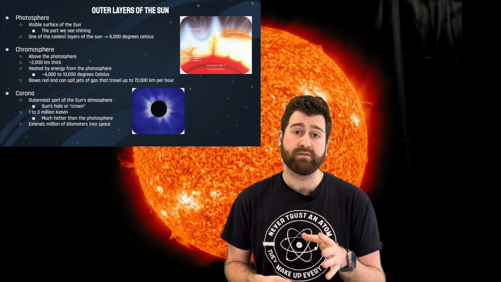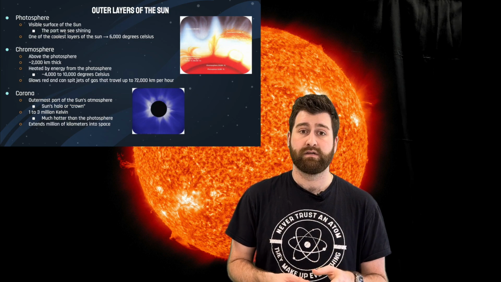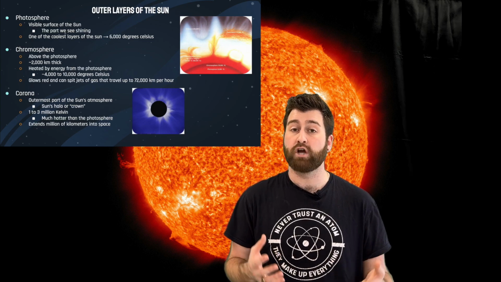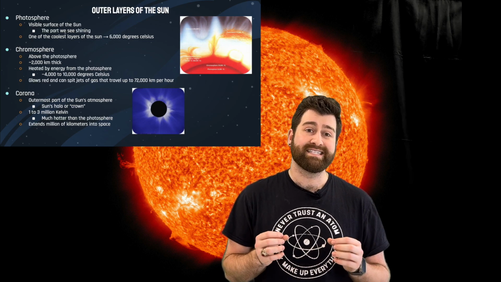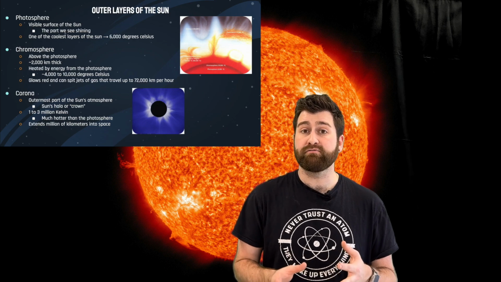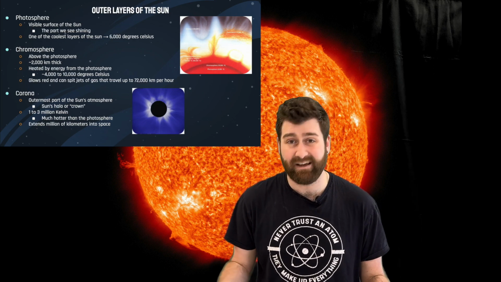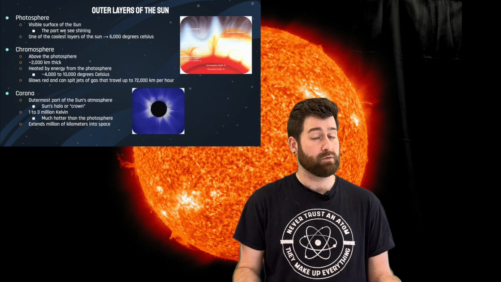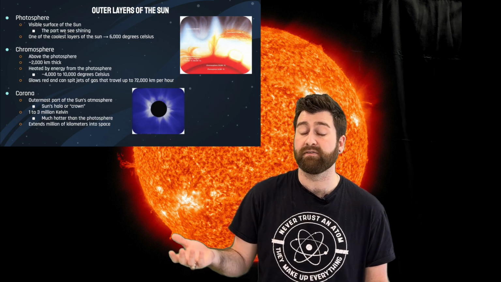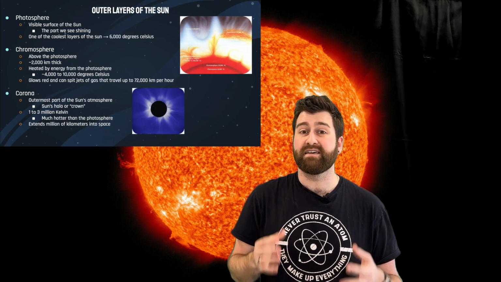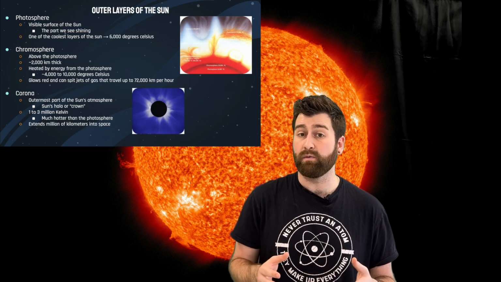Now, above the photosphere is the chromosphere, and it's about 2,000 kilometers thick and glows a reddish color. Now, even though it is heated by the photosphere, the temperature ranges from 4,000 degrees Celsius upwards of 10,000 degrees Celsius, so it could be a little cooler than the previous layer or significantly warmer. It can also shoot jets of gas at speeds of up to 72,000 kilometers per hour.